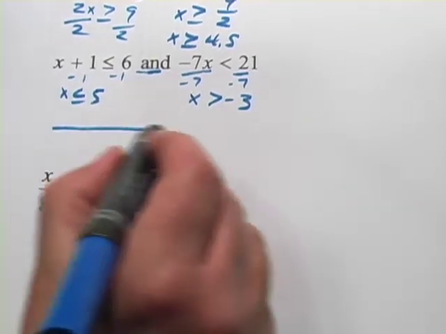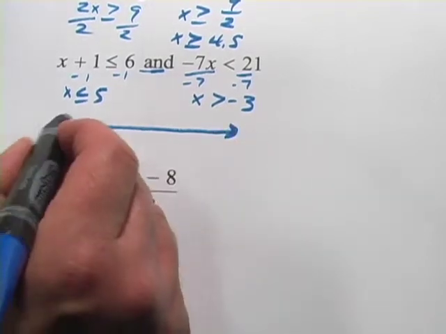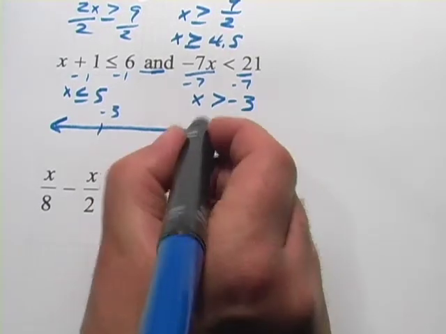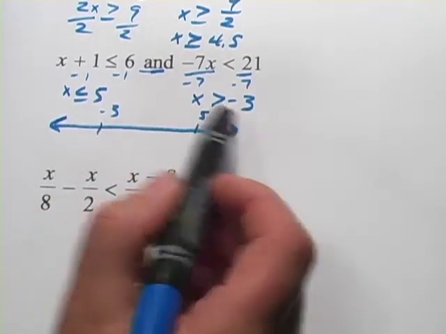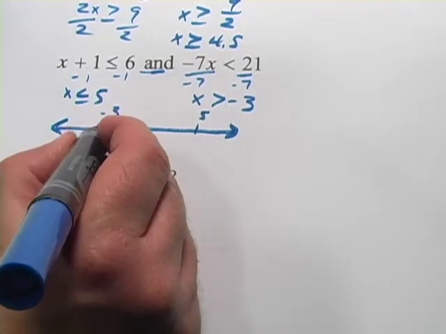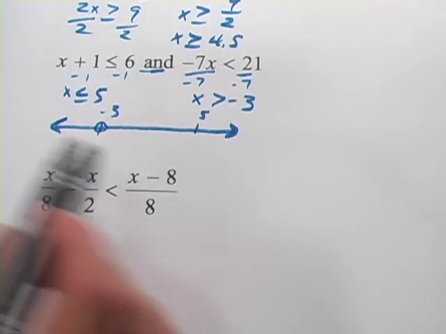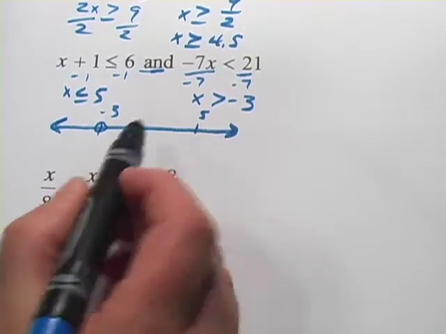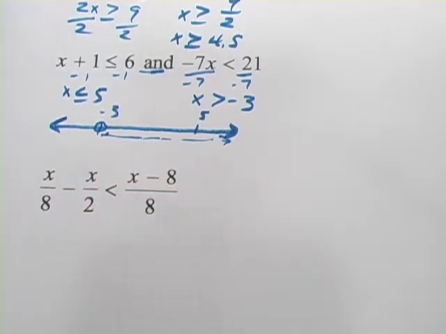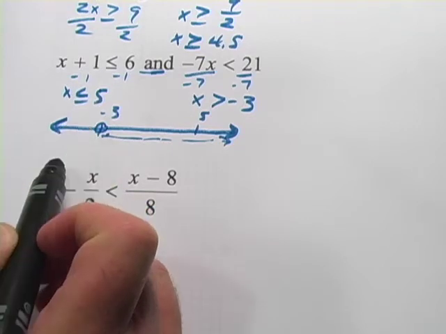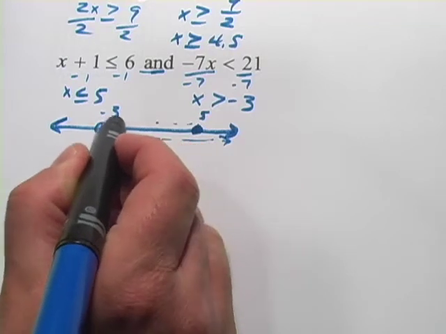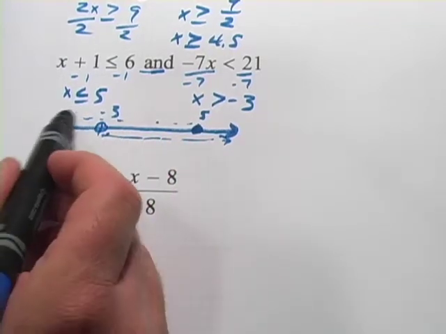Now, if we were to graph this, we have negative 3 over here, and we have 5 over here. If I were to graph this inequality, x is greater than negative 3, I would have an open circle here because there's no equal sign, so it doesn't include the negative 3. And I would shade everything in this direction, and I'm just going to very lightly remind myself that that's what I would do. Now, x is less than or equal to 5, I would make a solid dot here, and then I would lightly fill in everything to the left of that.